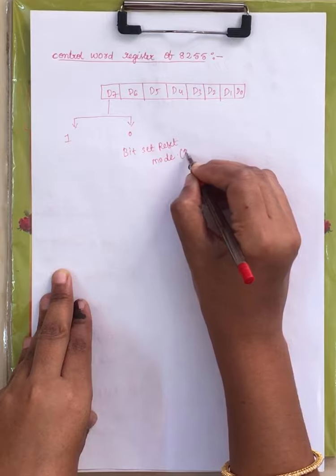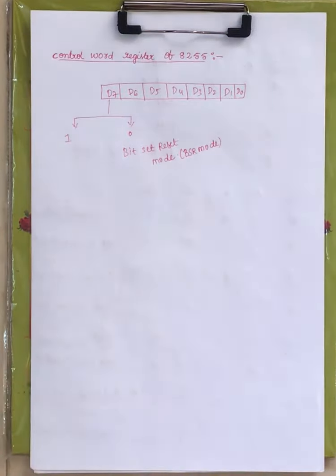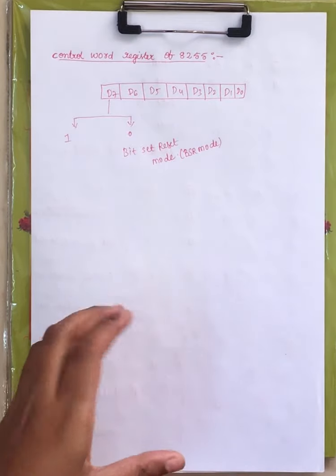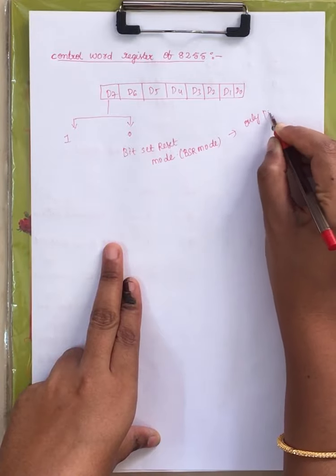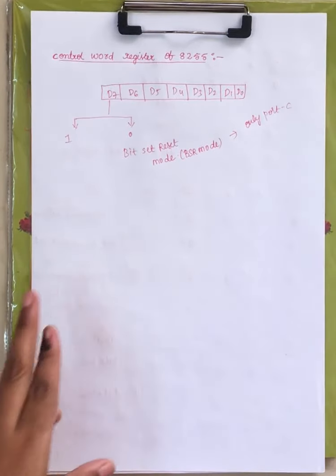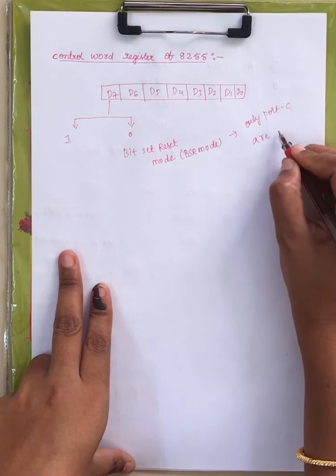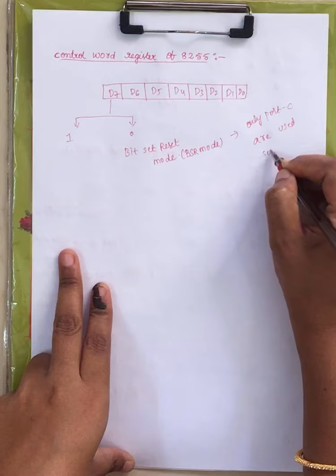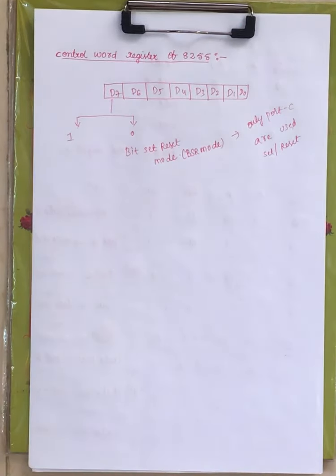We call this BSR mode. Now what is meant by BSR mode? BSR is nothing but bit set or reset mode, in which only port C is used. You have 3 ports, port A, port B and port C. The port C IO lines are used for the set or reset condition, only port C is used for only the set or reset condition.